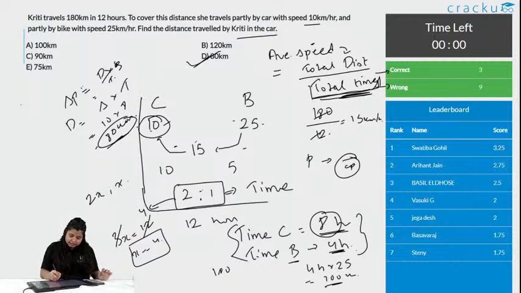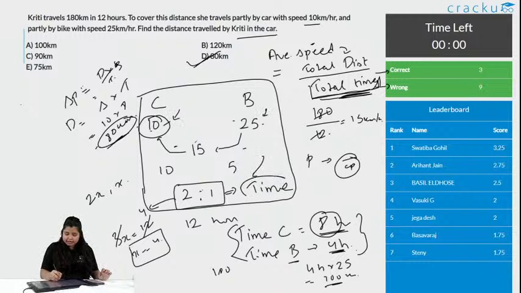So simple, the only thing you need to do is remember this. For questions like this, if you are putting an allegation for taking speed as a base, then the ratio you get is of time. Option D is the correct answer. Let's go to the next question. This is the 9th question.